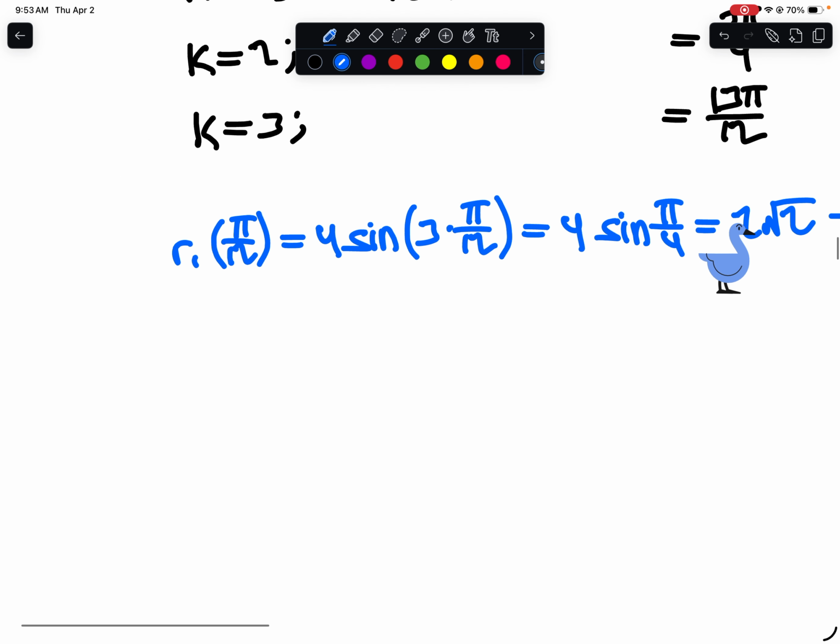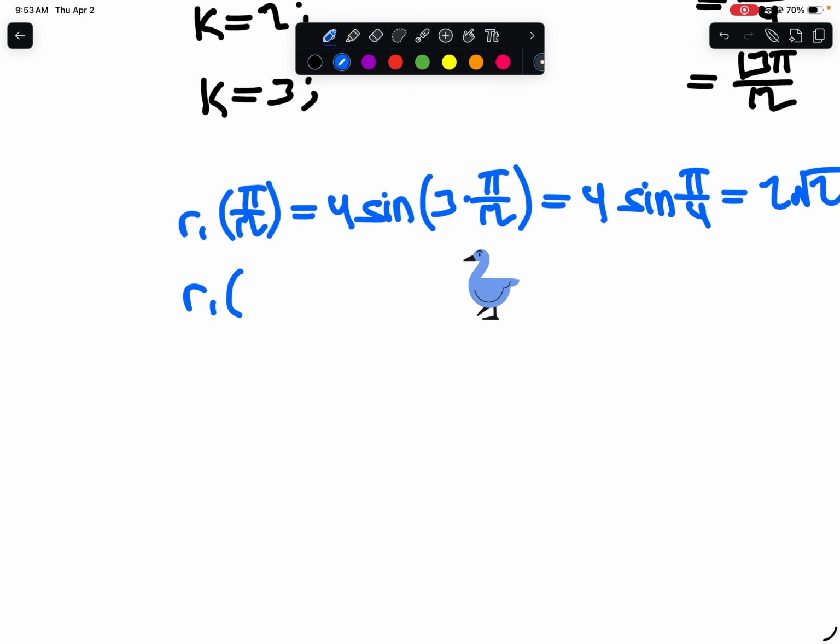Okay, so next I'm going to plug in, not 2. I'm going to plug in, was it 5 pi over 12?